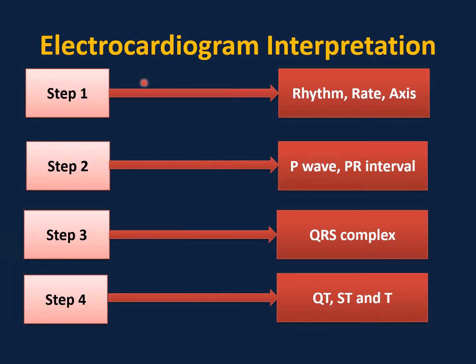Very important to have a systematic approach when you are reading an electrocardiogram in order not to miss any important information. Step 1, you look at the rhythm, rate, and the axis. Step 2, look at the P wave and PR interval. Step 3, QRS complex. Then step 4, you look at the QT interval, ST segment, and finally T wave.